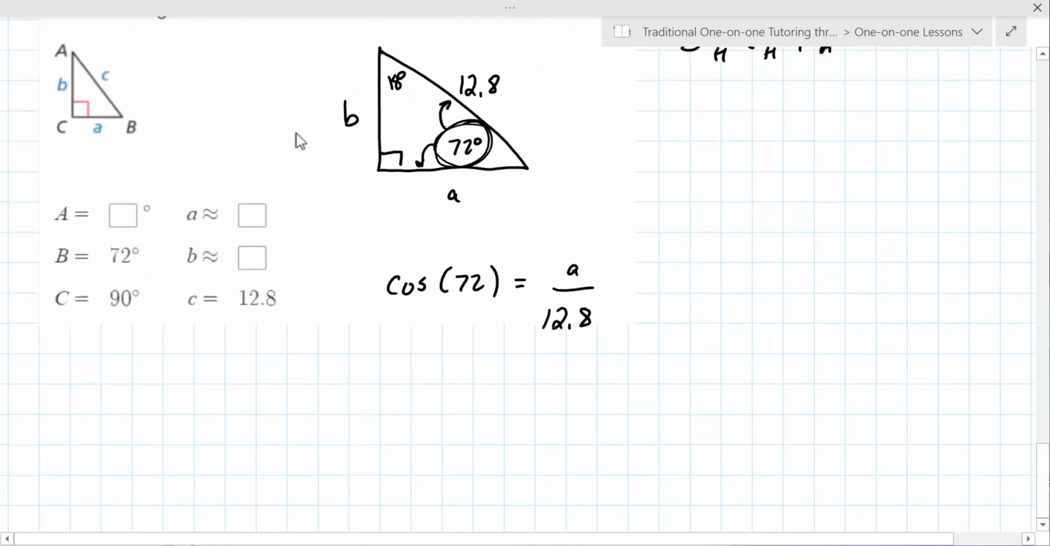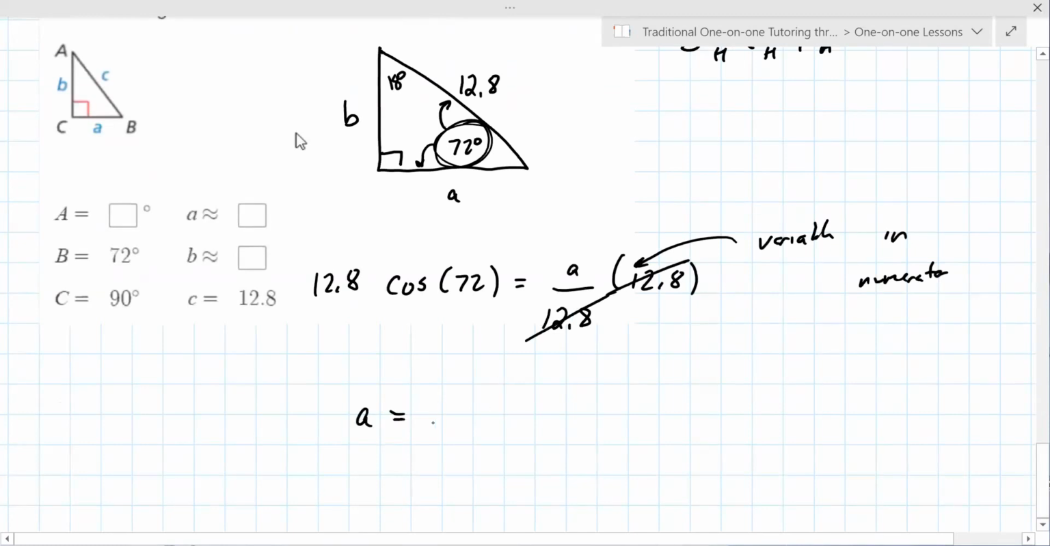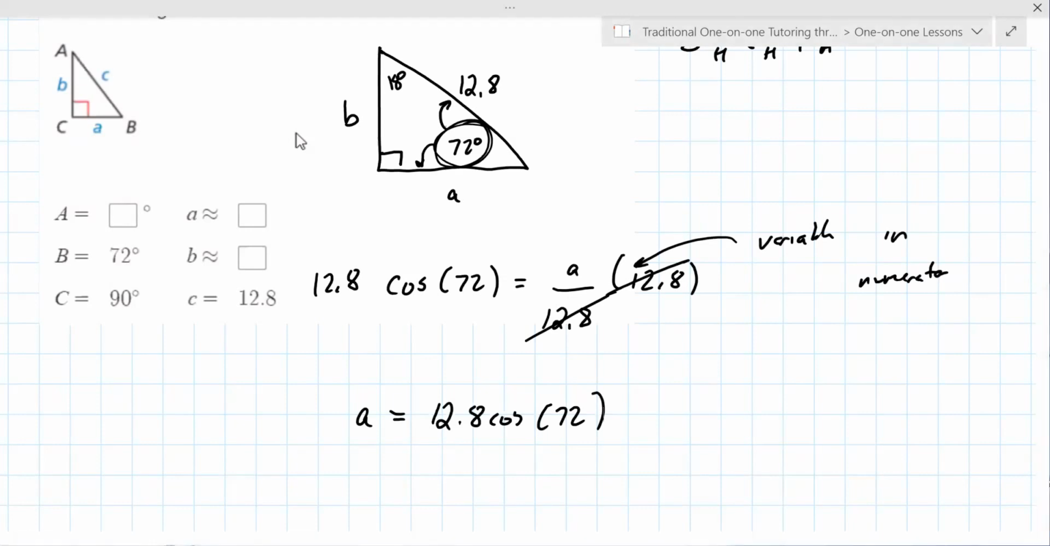Now, in the previous problems, we just swapped positions with these. We don't want to do that here because the variable is in the numerator. So we want to get rid of the denominator. We do that by multiplying both sides by 12.8. So that clears the variable, making it by itself. So A is 12.8 cosine 72. So go ahead and calculate that and round to the right number of decimal places. I think it's 2.